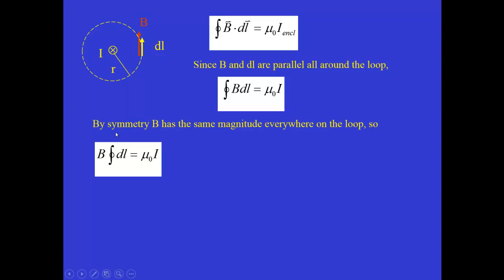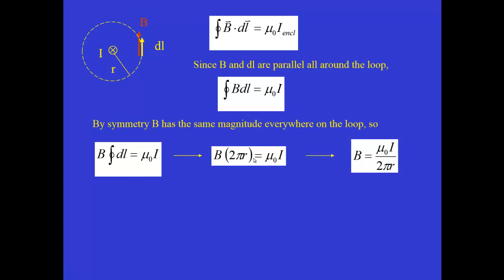Remember now, this integral is a closed loop of this distance dl all the way around the loop, and so summing that up all the way around the loop just gives us the circumference of that path. So it's b times 2 pi r equals mu naught I, and then solving for b, we get b equals mu naught I over 2 pi r.